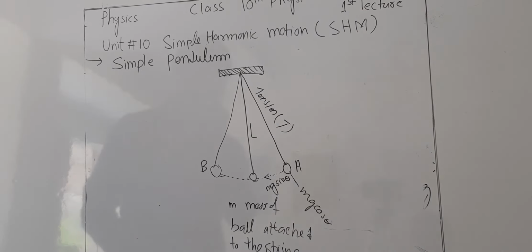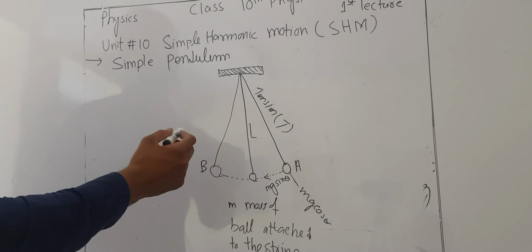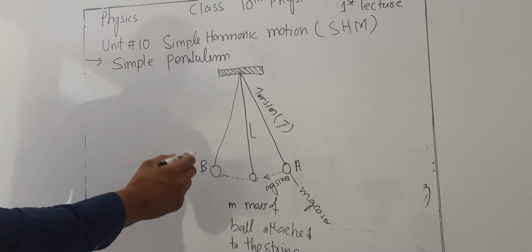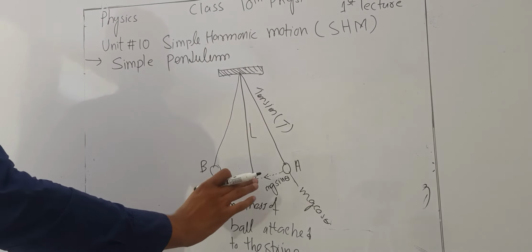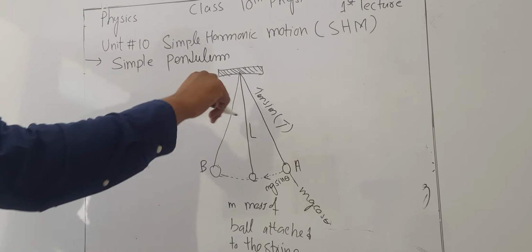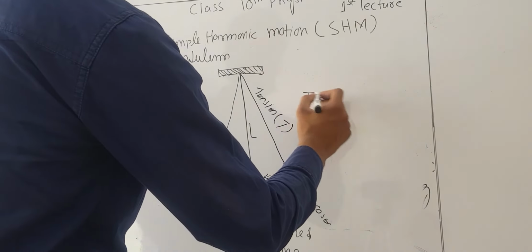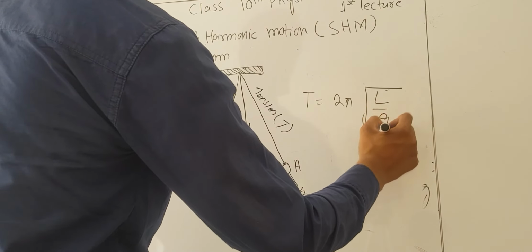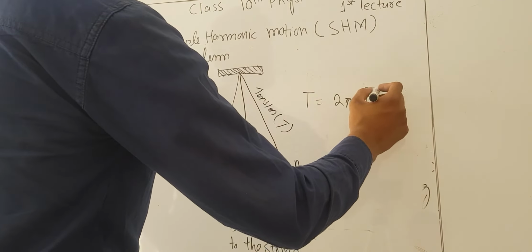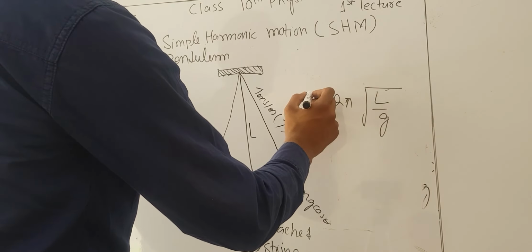This is also an example of simple harmonic motion, because the ball continues its to-and-fro motion until the energy of the ball becomes 0. This phenomenon can be explained by the formula T equals 2 pi square root of L over g, where L is the length of the string, g is the gravity, and T is the time period.